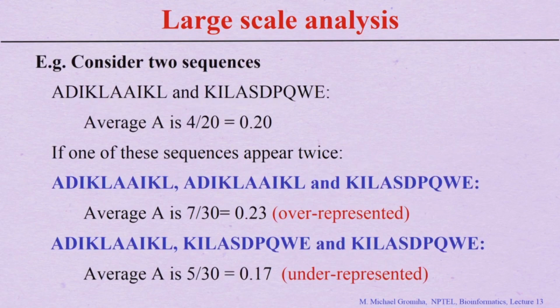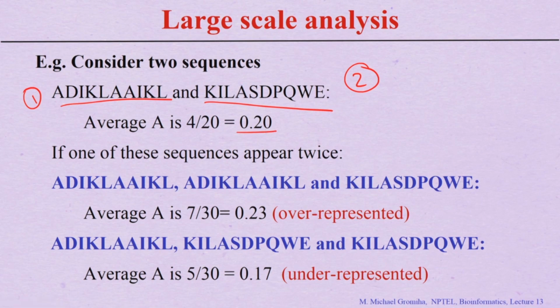For example, here I have two sequences. This is sequence 1, and here is another sequence, sequence 2. If we take these two sequences, what is the amino acid composition for alanine? Total here 10 residues, here 10 residues, total 20 residues. How many alanines? 1, 2, 3, 4. So, 4 by 20, this is equal to 0.20.